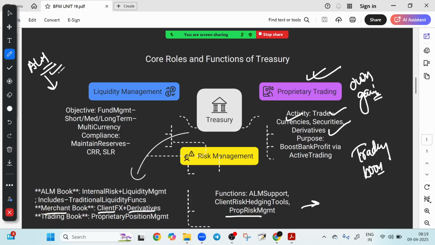So here you can see the ALM book is there for liquidity management. For risk management, you have the merchant book. For proprietary trading, you have the trading book, right? So in the trading book, what happens? The bank takes calculated positions in the market, not for a client but for itself.